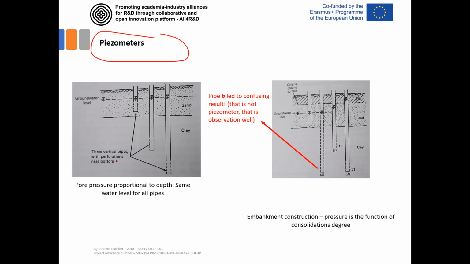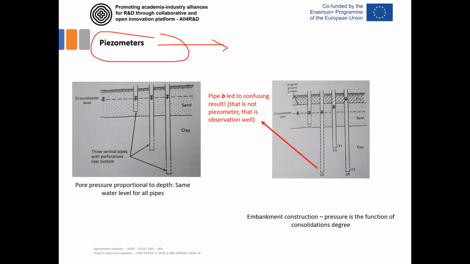First, we'll try to define the term piezometer. A piezometer is a very simple, sometimes more complicated, construction that is used to measure the groundwater level in the soil or directly to measure pore pressure.